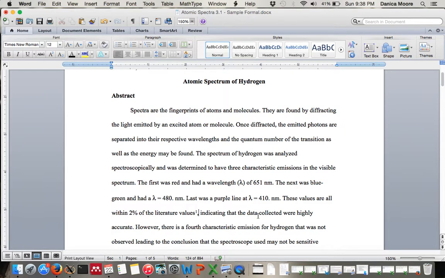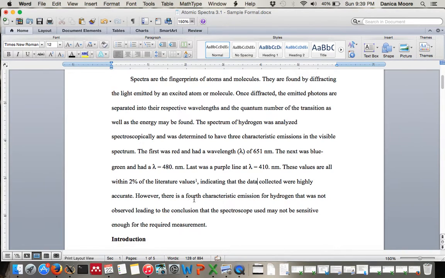Now I'll point out here that data is a word that is plural. The singular of data is datum. That would be one data point. So it's kind of a confusing word, but data is plural. So when we say data were collected, we're talking about more than one data point. However, there is a fourth characteristic emission for hydrogen that was not observed, leading to the conclusion that the spectroscope may not be sensitive enough for the required measurement.